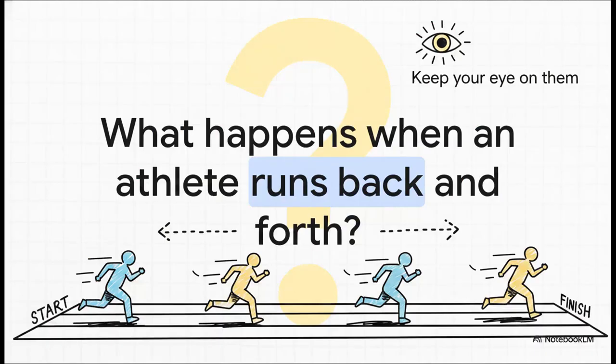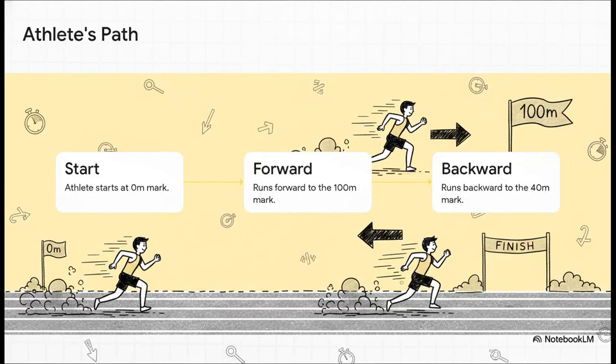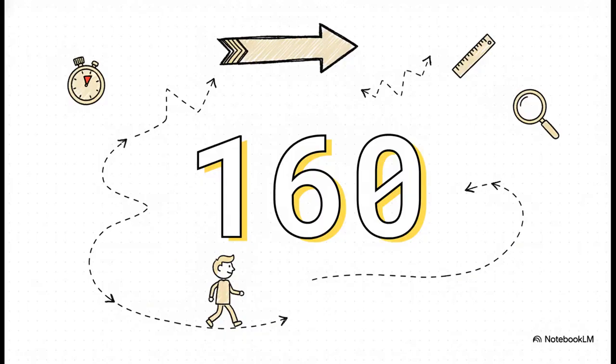So imagine an athlete running back and forth on a straight track. Let's track their movement. They sprint 100 meters forward, then pivot and run 60 meters straight back. The total ground they covered, that's 160 meters. This is simply their total distance.